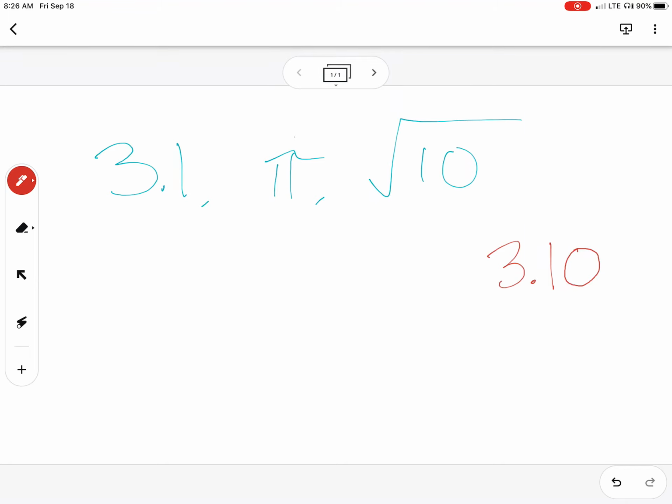Pi, as you guys remember from last year, is 3.14. If you ever forget that, you can just go to a calculator, type in pi and hit enter, and it will tell you 3.1415 and then all those numbers. But we're only going to 2 decimal places today. And last, when I go into my calculator and I plug in the square root of 10, it tells me that it is 3.16. So now I have all 3 of my values and I have them to 2 decimal places.